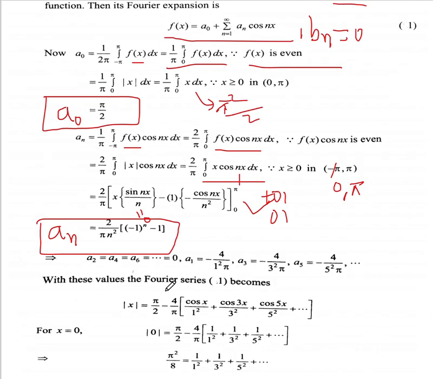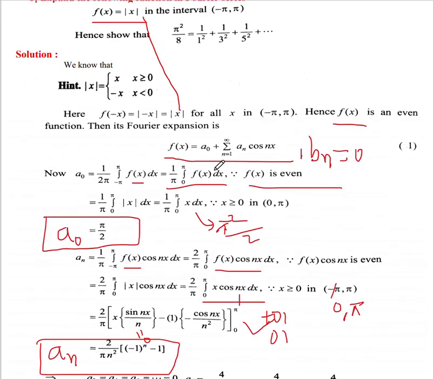now we have to write the Fourier series. So these are the Fourier coefficients. Now we will write the Fourier series for the given function f of x equal to mod x. Okay, now we will put all these values in equation number 1. What is equation number 1? So this is equation number 1.